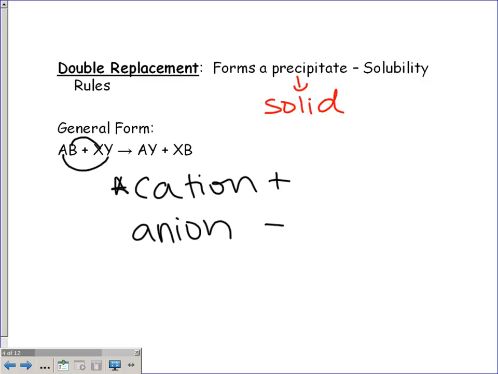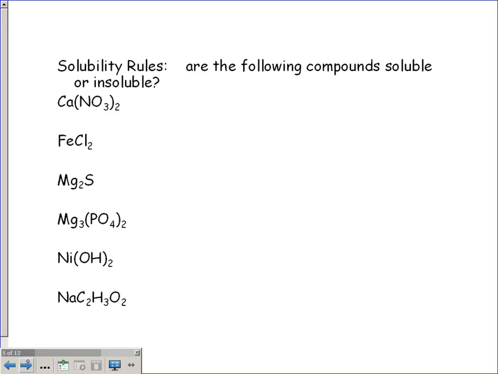And we use solubility rules, which are on page 6 of our reference tables, to determine whether or not a compound is a solid or a non-solid. So let's practice using those solubility rules before we actually look at writing a chemical equation for a double replacement reaction. So if I look on page 6, I have two columns, soluble versus insoluble.